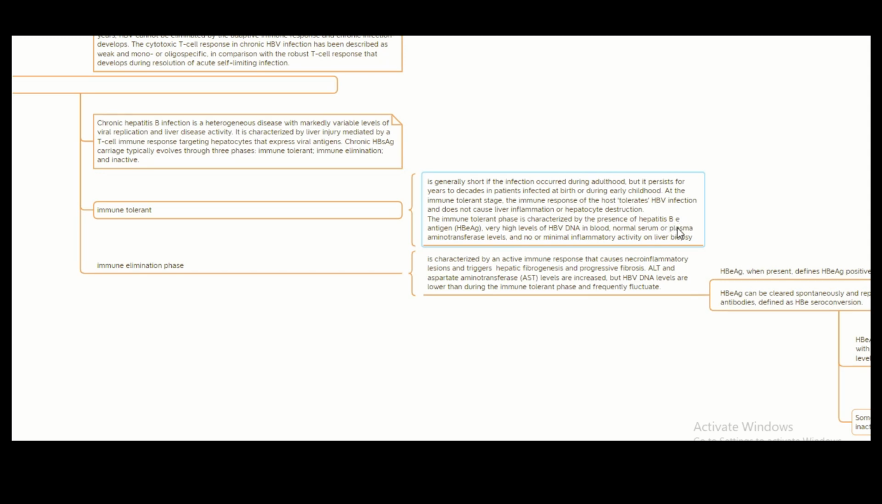When the immune tolerant phase finishes, we have an immune elimination phase. This phase is characterized by an active immune response. It causes necroinflammatory lesions and triggers hepatic fibrogenesis and progressive fibrosis. This happens when the hepatocytes are destroyed. We will have an inflammatory reaction to destroy these cells and to control the damage after these cells.